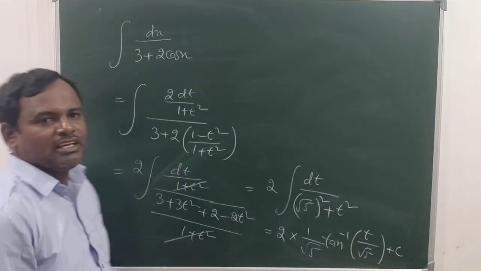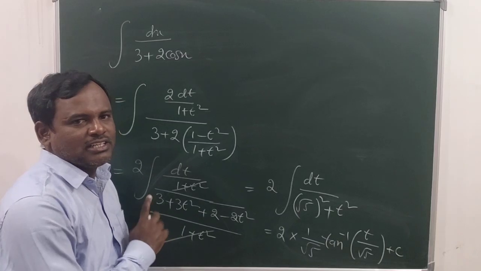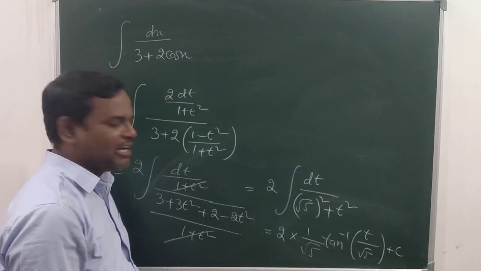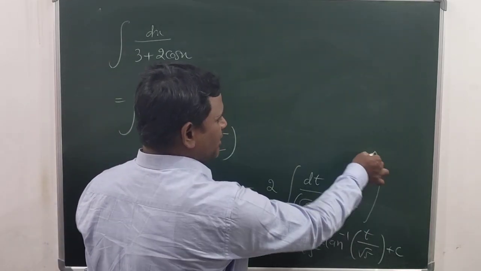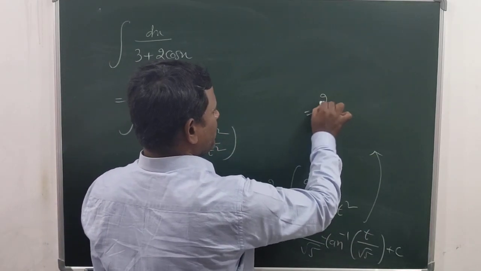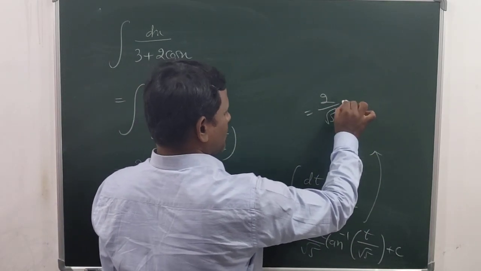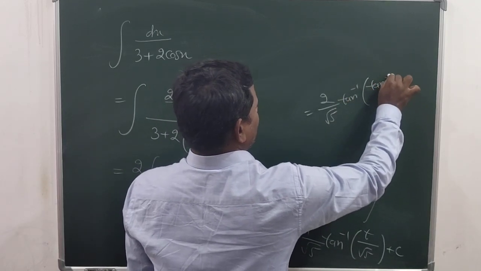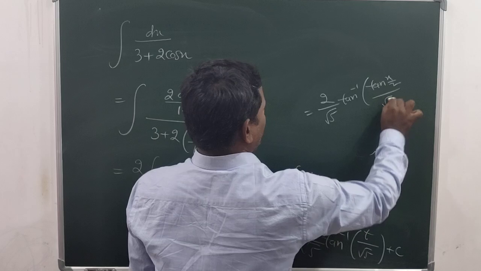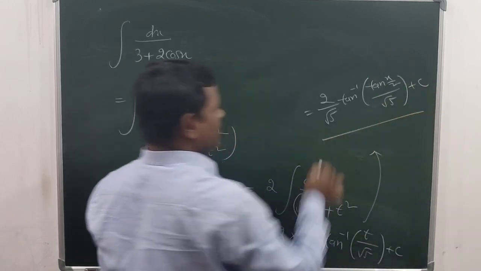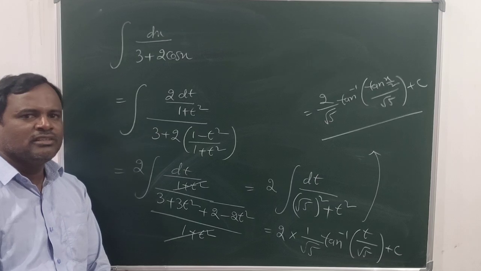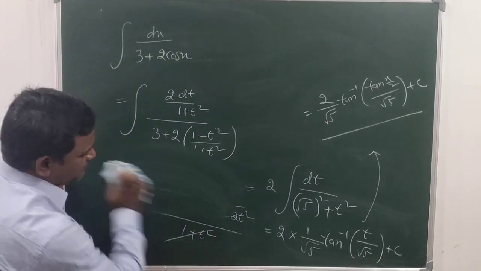What is t? In this, tan x by 2. At the end of the solution, in the place of t, write tan x by 2, so that it will become 2 by root 5 tan inverse of tan x by 2 by root 5 plus c. This is your required result. Okay, students? Right.